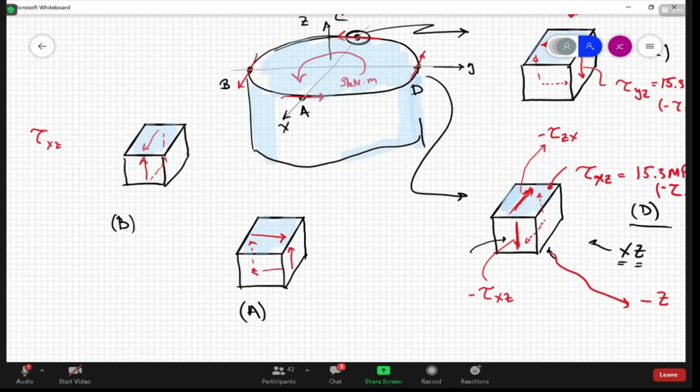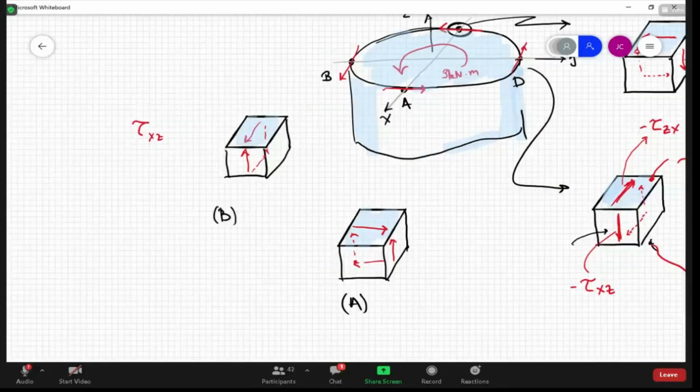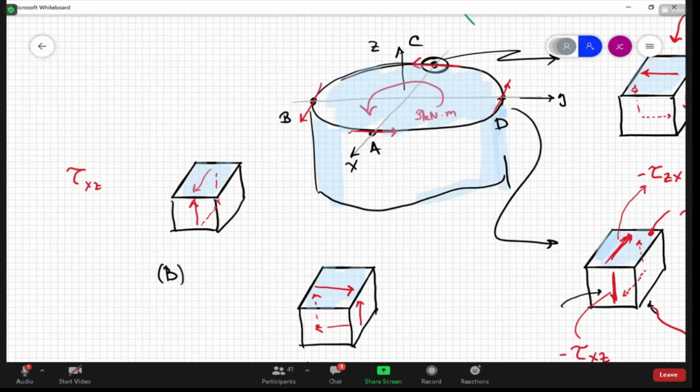Positive is the opposite than point D, no? Okay, forget about what's at D. Don't say opposite. Don't try to guess. Forget everything else. You should be able to determine this just by looking at it, right? Look at the axes. What's the positive direction? Is that a positive XZ shear stress as I've drawn at point B, or a negative?